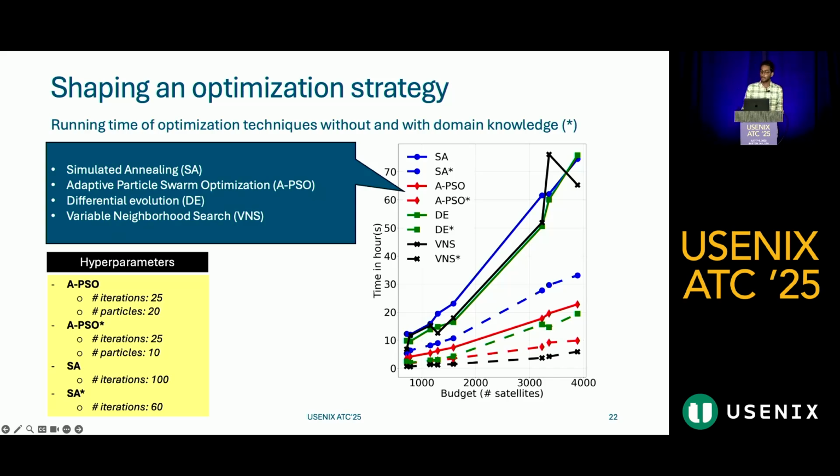Then we use those 4 optimization techniques: simulated annealing, adaptive particle swarm optimization, differential evolution, and variable neighborhood search to optimize different sizes of constellation for a given traffic matrix and ground station locations. Now here this solid line is showing the optimization time it took for the different constellations to optimize for our given traffic matrices and ground station locations without heuristics, and this dashed line at the bottom is showing the same optimization technique when used with domain knowledge and search space heuristics. All the optimization techniques improved at least twice, and variable neighborhood search outperformed all the others.